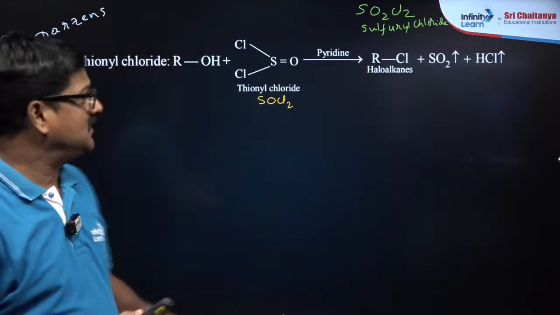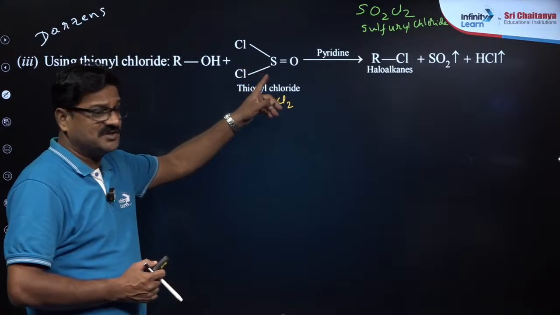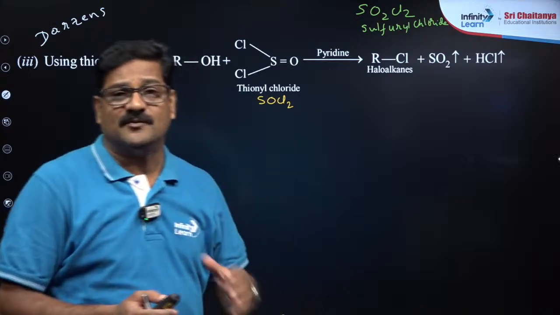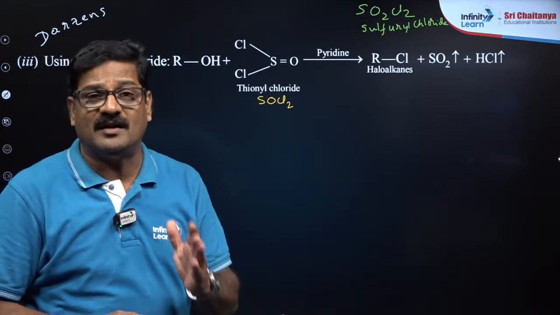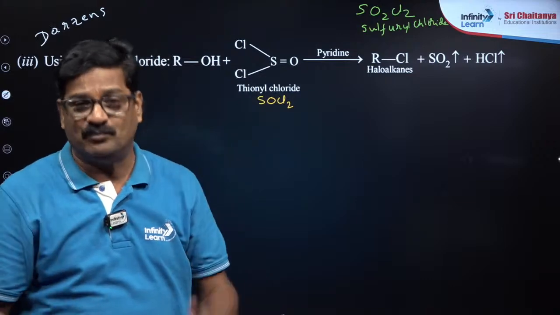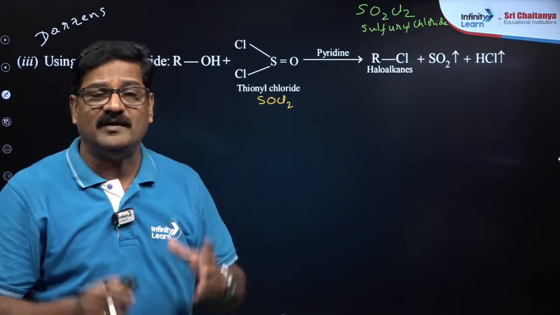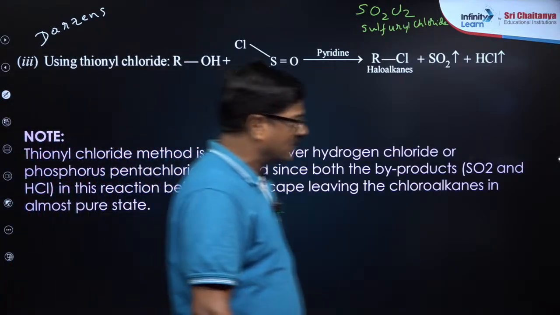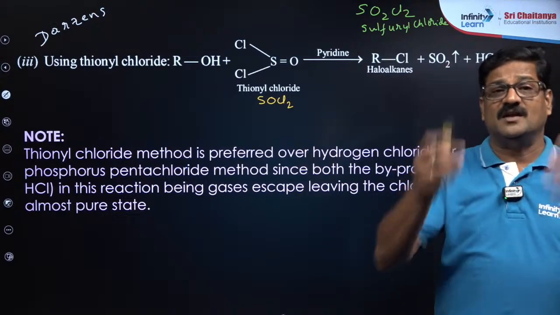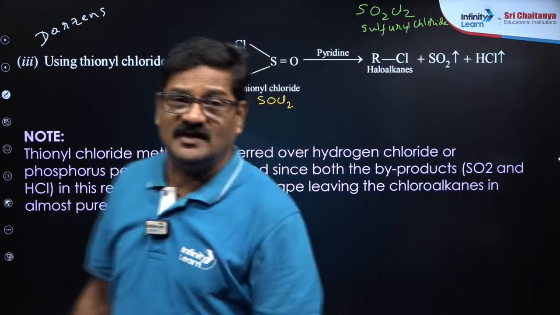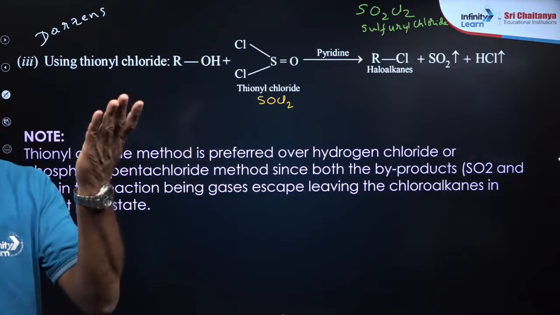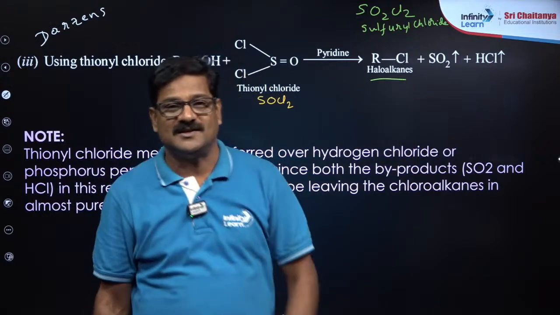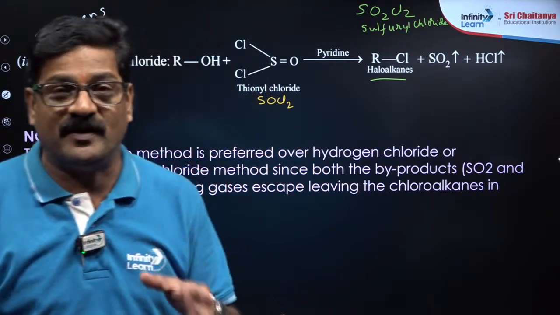This reaction is called Darzens reaction. In this reaction, you prepare alkyl chlorides from alcohols. There are many methods to prepare alkyl chlorides from alcohols, but here thionyl chloride is the most suitable reagent. Why? Because the sulfur dioxide and HCl that are formed are gases. In the gaseous state, these side products are expelled out of the reaction mixture, so recovery of the product is very easy. That is why it is the best preferred method.